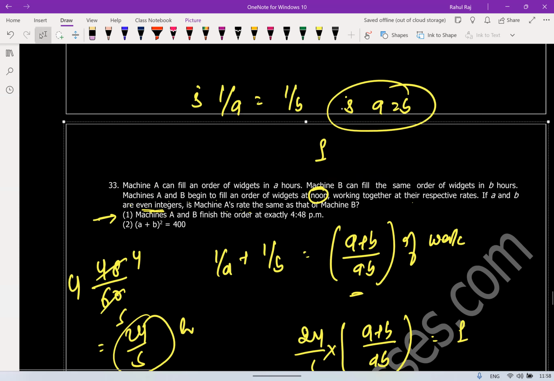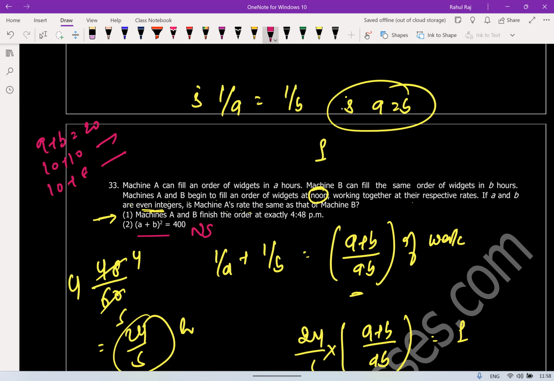Second says what? A plus B is equal to 20. Because if you take the square root on both sides, it could be 10, 10. It could be 10 and 8. They could be equal, they may not be equal. A may be equal to B, A may not be equal to B, so not sufficient. A is the right answer. Confirm no. It's not a confirm yes answer.